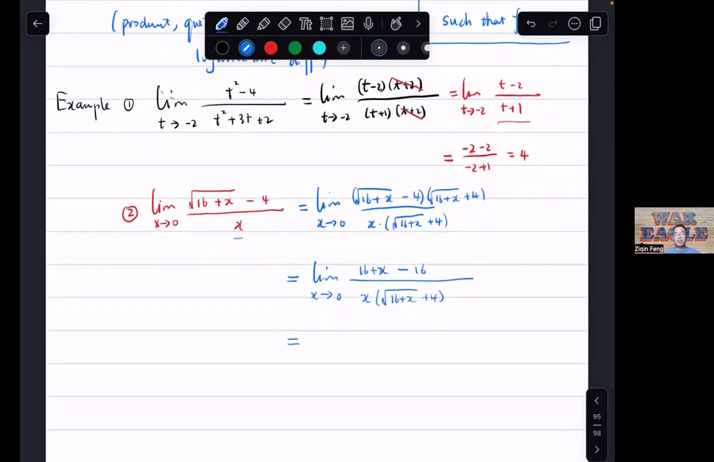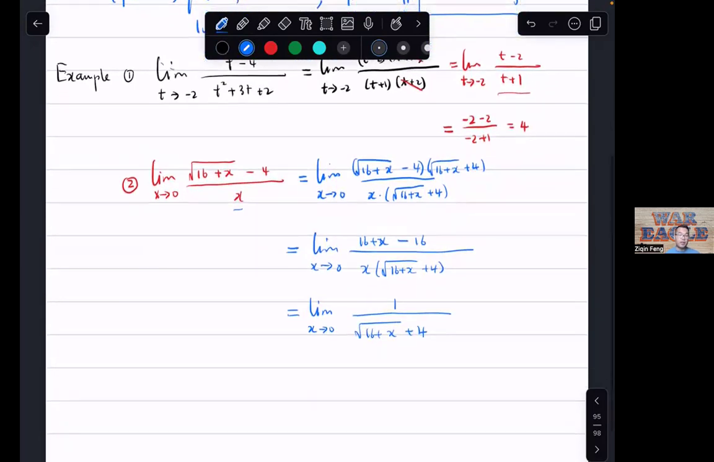You have an x on the numerator, right? So this is the same as, now the x will be canceled. After we cancel x, you get 1 over sqrt(16 + x) + 4, right? Now if you plug in 0, you get 1 over 4 plus 4, which is 1 over 8, right?